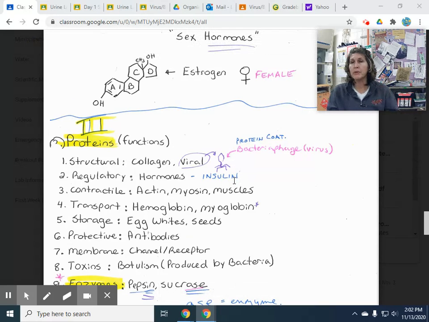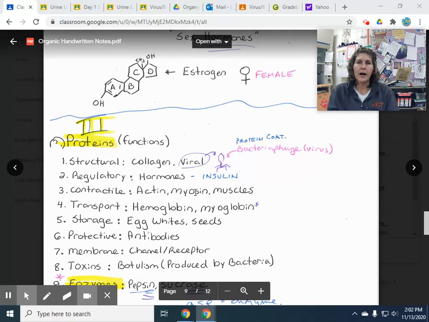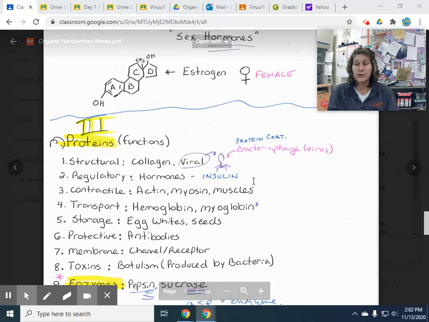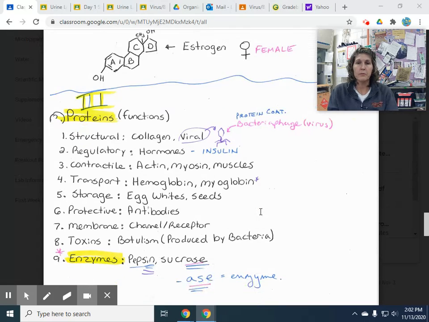We said they can be regulatory, such as hormones, such as insulin. We just saw it above when we were looking at our blood glucoses. And if you have glucose within your blood, it's the insulin that's going to kind of pull all that glucose together and store it away as glycogen within the liver. They are contractile, actin and myosin, the fibers or the bands within your muscles, transport hemoglobin, myoglobin.